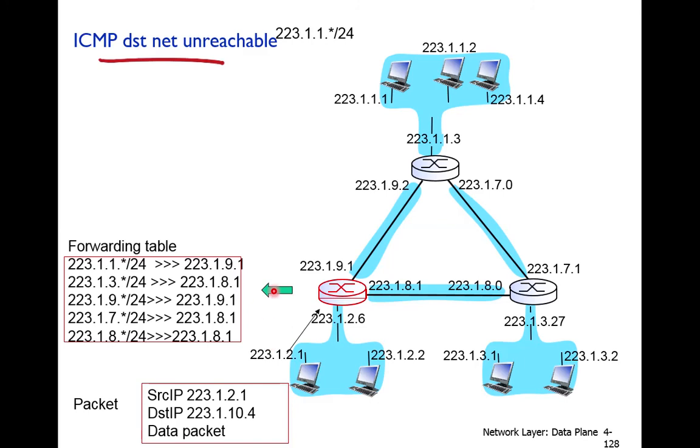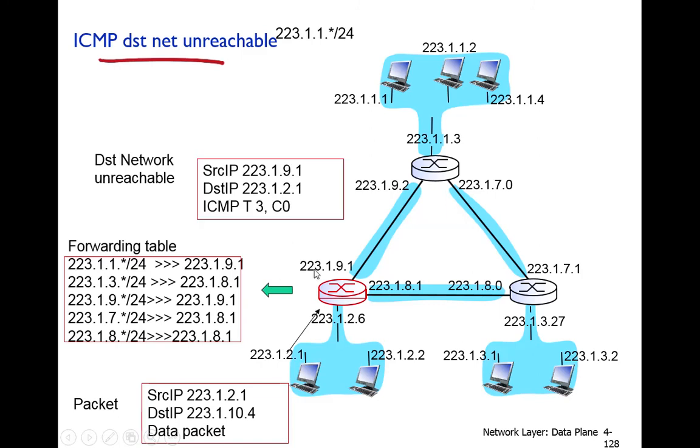So the router will discard this message, but when the message is discarded, this router will generate an ICMP message. Its source address will be the IP address of this router, suppose 223.1.9.1, and the destination address will be the sending machine, 223.1.2.1. The ICMP message type will be 3 and code is 0. Type 3 and code 0 means destination network unreachable. It means the message did not reach the destination network.